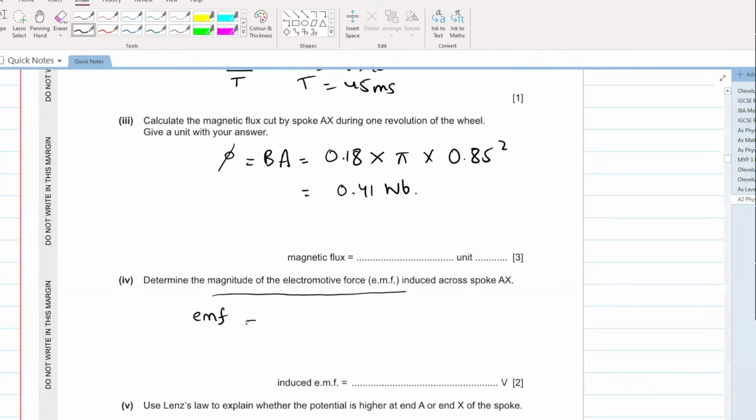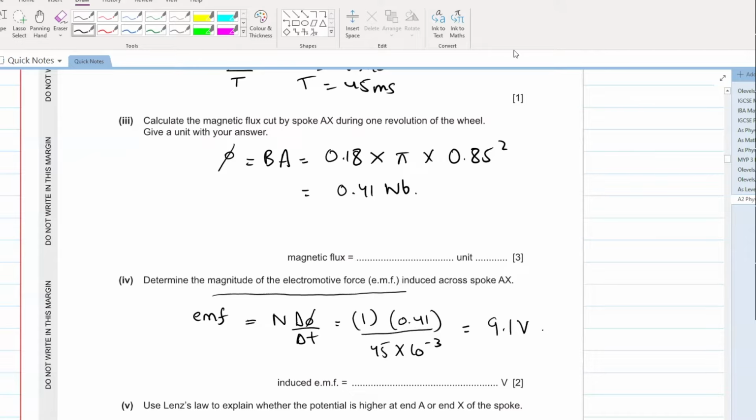EMF is equal to what? EMF is equal to N into change in phi over change in T. What will be your N here? Obviously, your N will be 1 because there is one coil only. What is change in phi? 0.41. What is your time period? 45 milliseconds, 45 into 10 raised to the power of minus 3. What does your EMF come out to be?